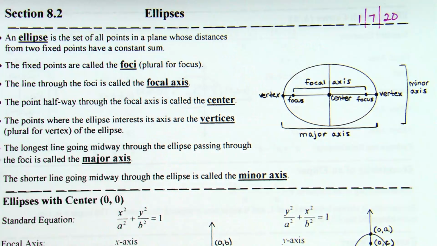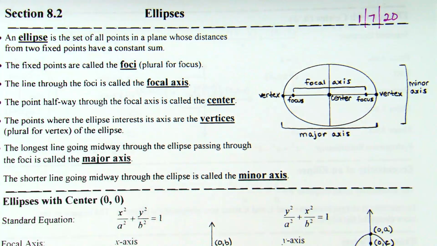And speaking of that, the longest line going midway through the ellipse passing through the foci is called the major axis, whereas the shorter line going midway through the ellipse is called the minor axis. So you've got to understand we've got a major axis, which is the longer one, and the minor axis being the shorter one.